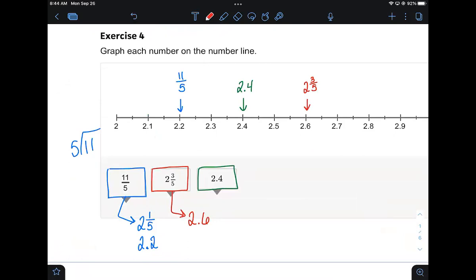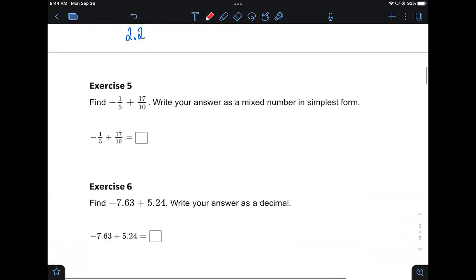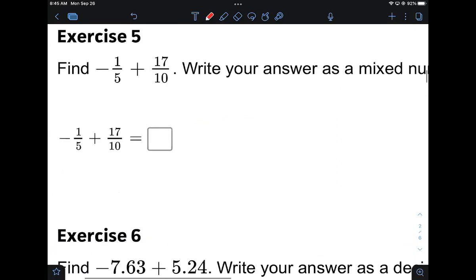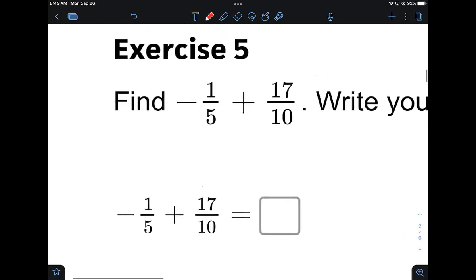Number 5. Now we're going to get into adding, and this is a fraction problem, so adding fractions. Now, is it necessary that I find a common denominator when I'm adding or subtracting with fractions? Yeah, it is. Unfortunately, yeah. We don't have to find a common denominator when we're multiplying or dividing, but when we're adding or subtracting, we do.